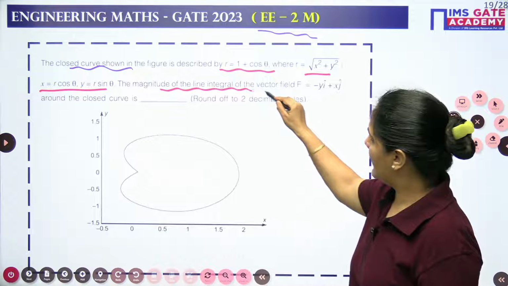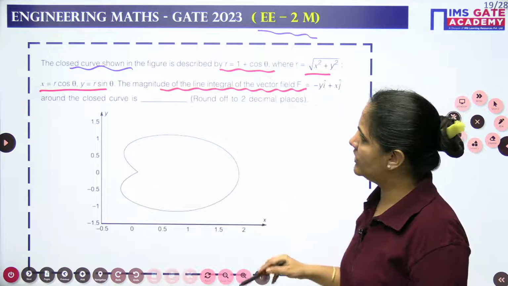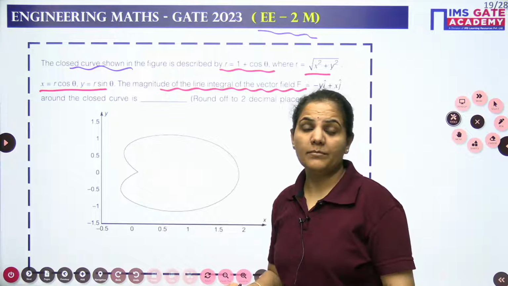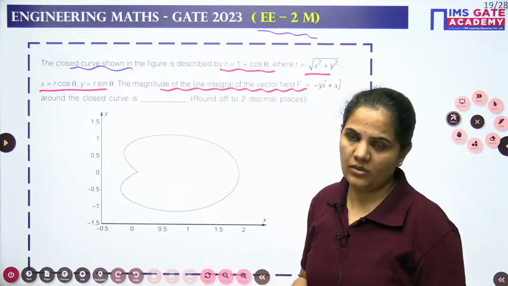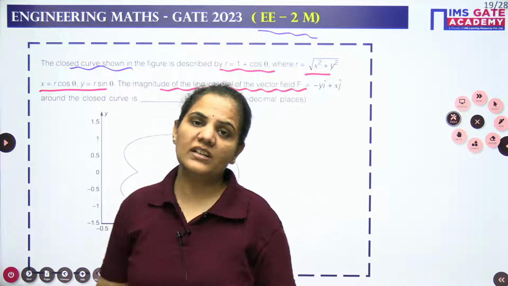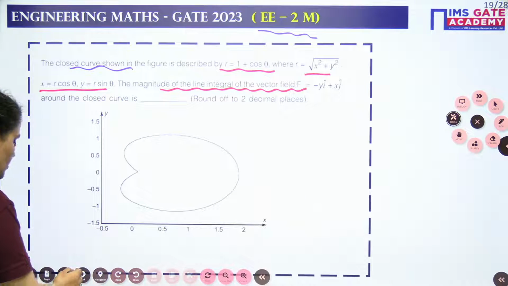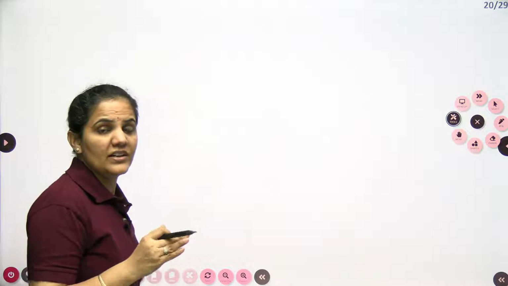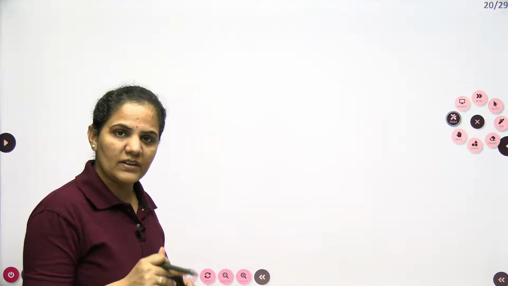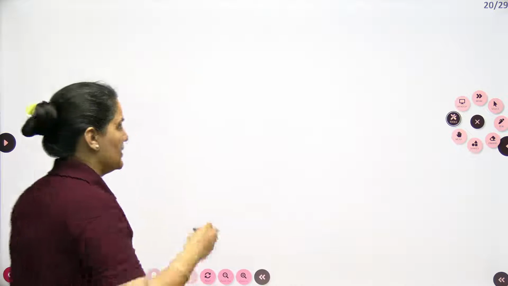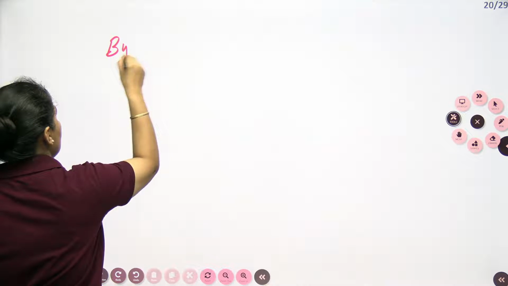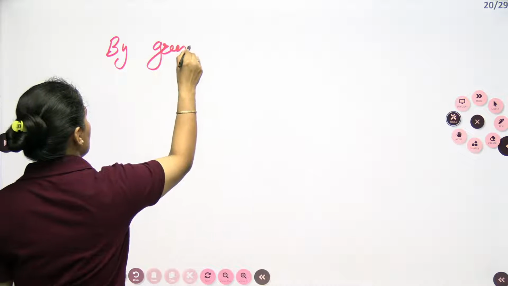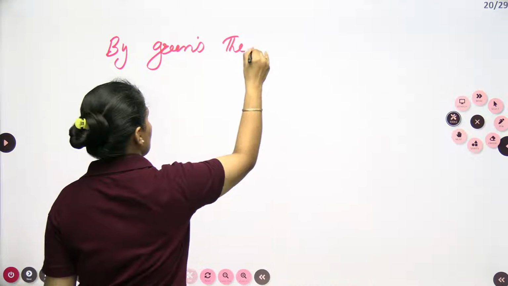The magnitude of the line integral of the vector field around the closed curve, we need to find out. Okay, so I will use Green's theorem here. If I want to use Green's theorem, we know very well that Green's theorem converts a line integral into a double integral or vice versa with the help of partial differentiation. So we can write down here directly by Green's theorem.